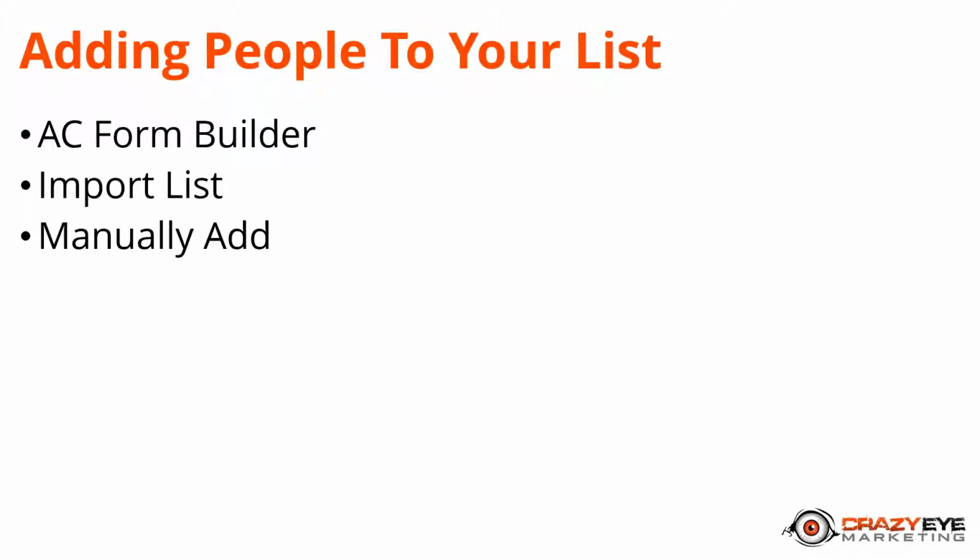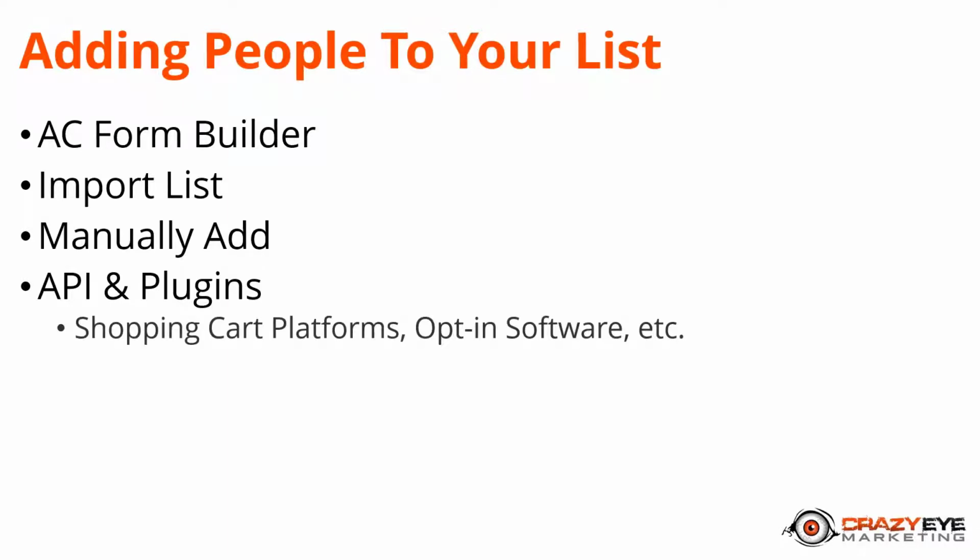and manually add their contact information to ActiveCampaign. You can also use their API and plugins, so like Opt-in Monster or ConvertBox or 1,000 other opt-in form tools you can go ahead and use in order to add people to your ActiveCampaign list. So there's thousands of different tools that integrate with ActiveCampaign and let you grow your email list that way. For example, there's shopping cart platforms like Shopify, WooCommerce, etc. that can all integrate with ActiveCampaign. Again, opt-in software like Opt-in Monster or ConvertBox, etc.